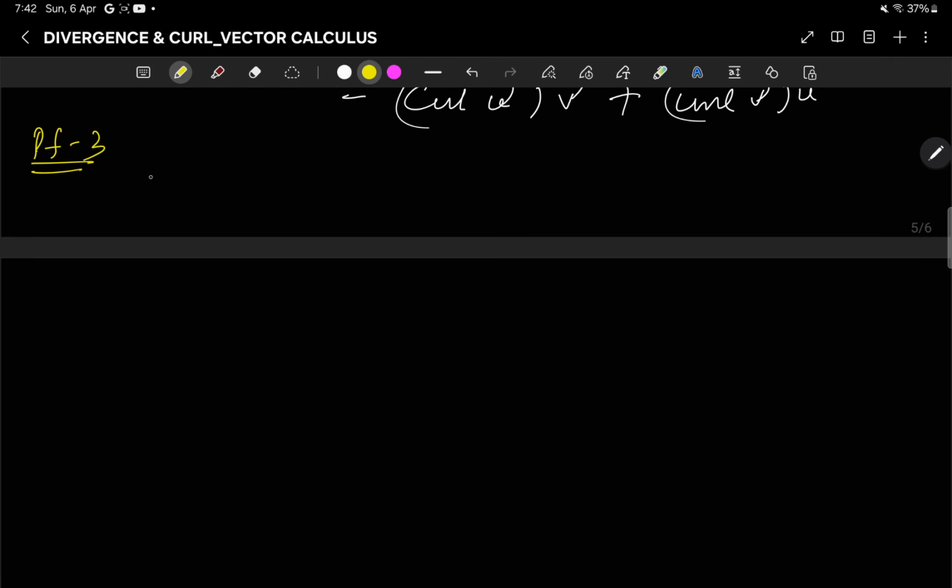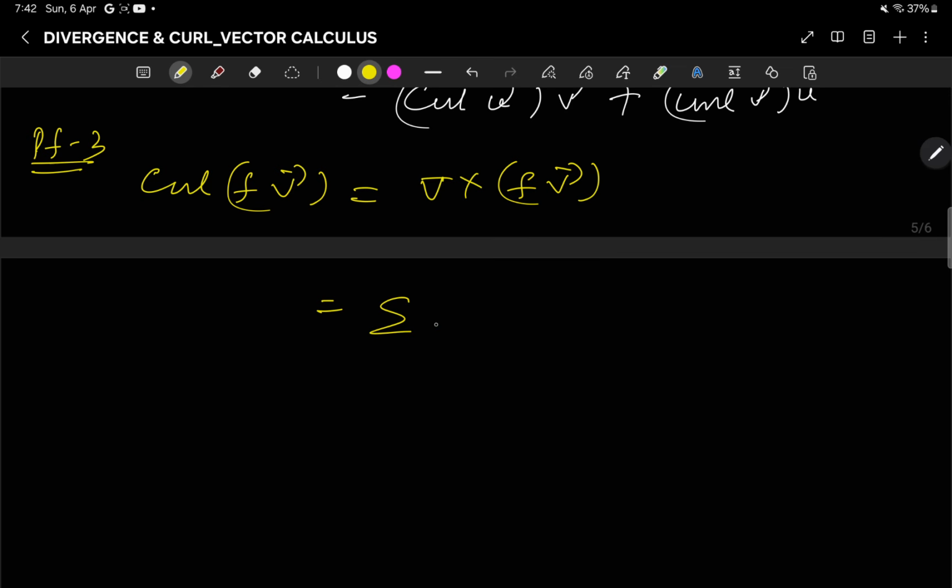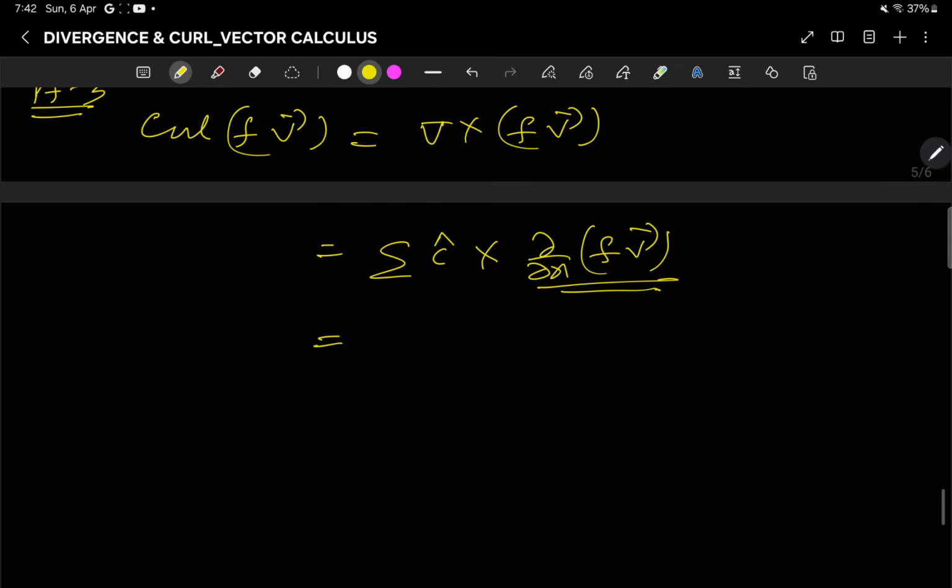Coming to proof 3, it is curl of fv. So this is equal to del cross fv. So this is equal to summation of i cap cross del by del x of fv. So you differentiate it. So this is equal to summation of i cap cross del f by del x times v plus f del v by del x.